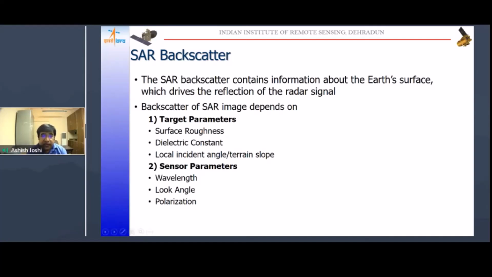Basically, the SAR backscatter contains information about the Earth's surface, derived from the reflection of the radar signal. As I said, the electromagnetic radiation interacts with the Earth's surface, and the energy is backscattered towards the SAR sensor. That backscattered energy mainly depends on these two sets of parameters. These three are the target parameters and these three are the sensor parameters. Now we will look at how these target parameters and sensor parameters affect our SAR image.